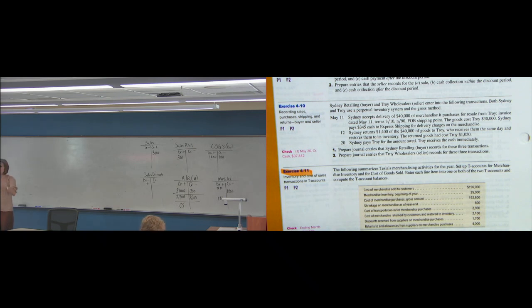So we're going to go through each one of these. We'll do the buyer first, then we'll do the seller. Okay? So I'm going to do them side by side though, because at least I think it's helpful to see from both perspectives, because the journal entries are exactly the opposite, as you'll see. Okay, so we've got Sydney, buyer.